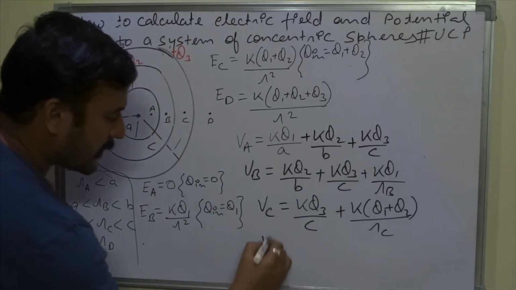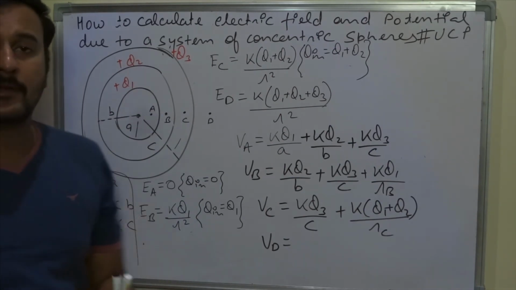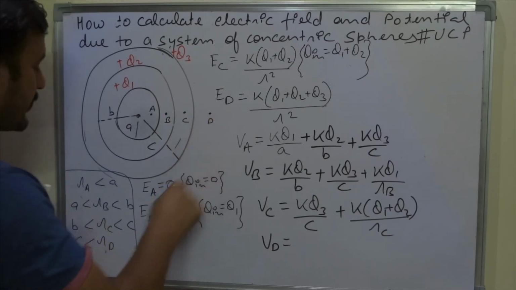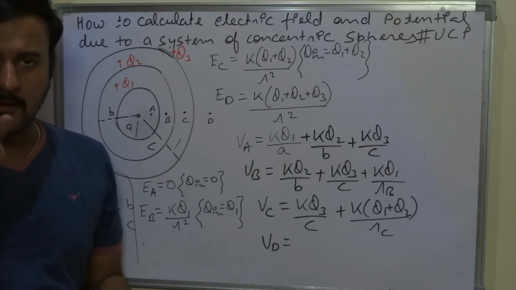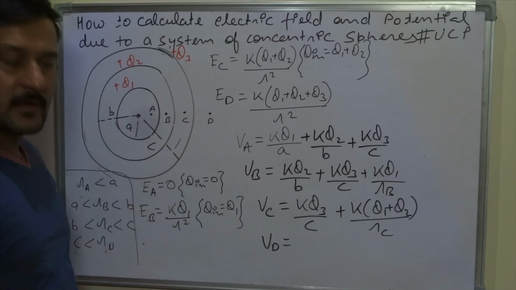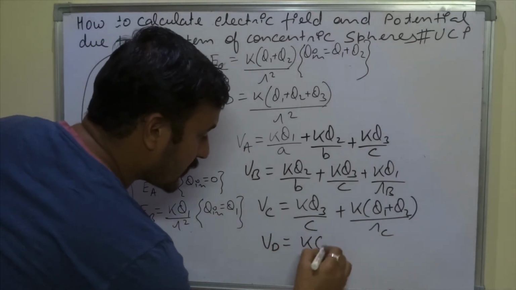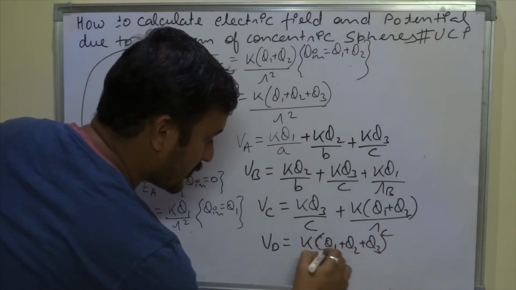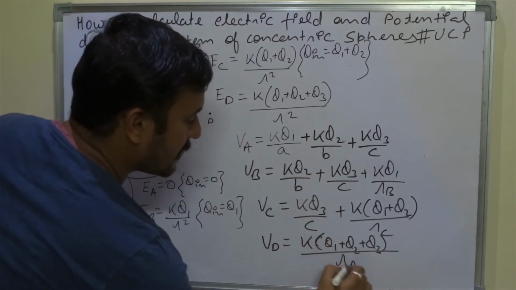Now potential at point D. D is the outermost point of the system, and if we draw a sphere containing D, then all three spheres lie inside that sphere. Hence we can sum up the total charge of these three spheres, and the potential at D is equal to k(q1 plus q2 plus q3) divided by RD.